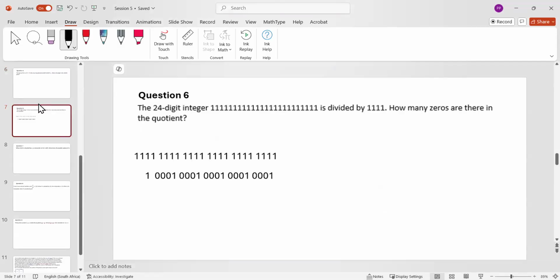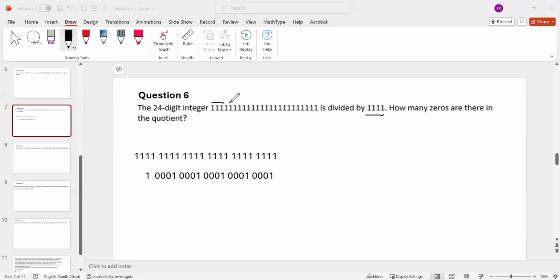Okay, question 6. The 24-digit integer. Oh, you got a whole lot of ones here. Hope there are 24 ones. It is divisible by 1111. How many zeros are there in the quotient? Now, I've actually made the division. It's divisible by 1111. It's 24 digits. And you can see the groups of 111, this number here, they keep repeating.